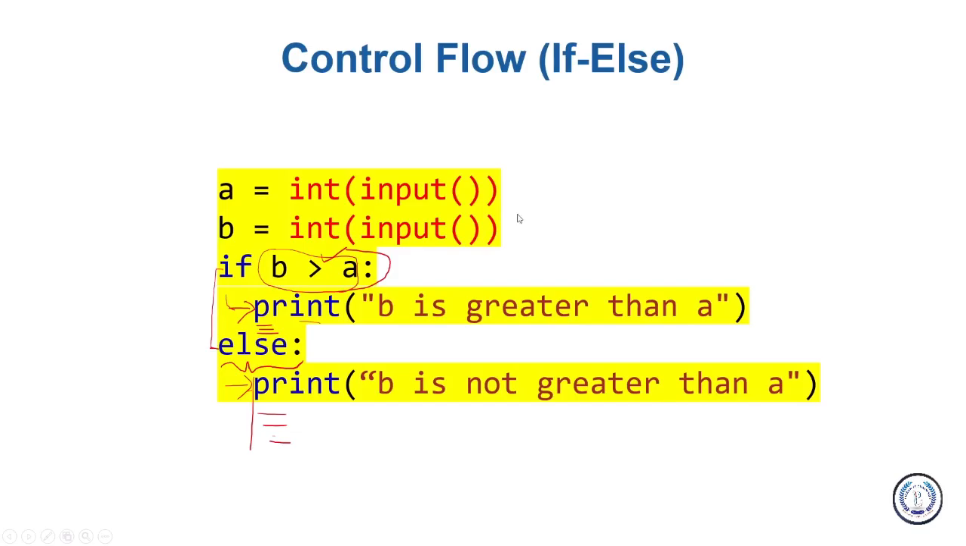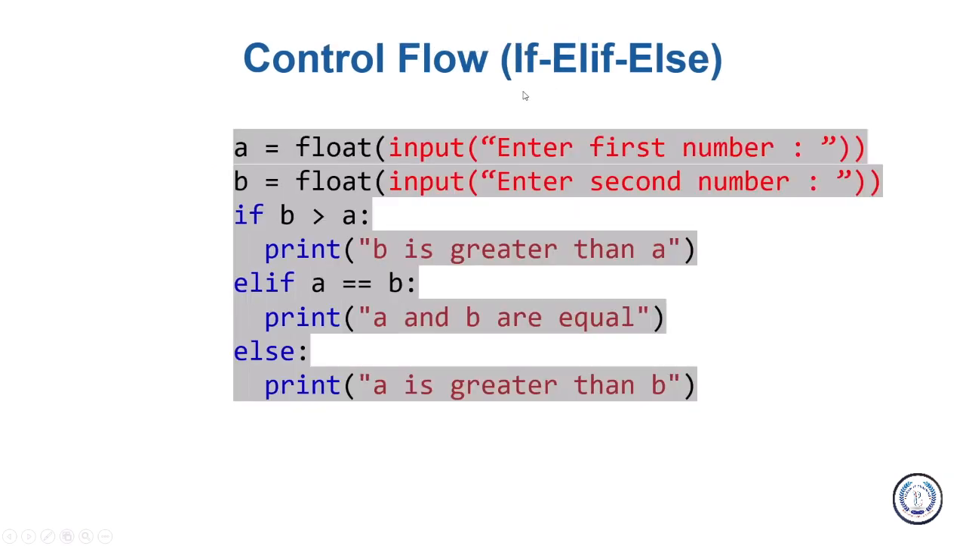Okay, so we have this if else structure. We can have one more power with this if. What if we want, if B is greater than A, then you print B. Else if A is equal to B, then you print they are equal. And if both these conditions are false, then you go to else part. So basically if, else if, else if, else if, else. So you can have really deep structure.